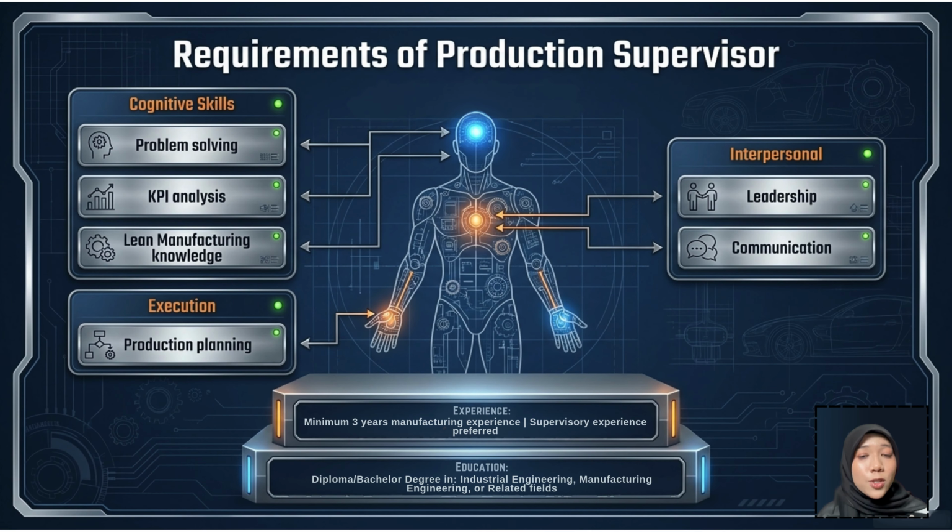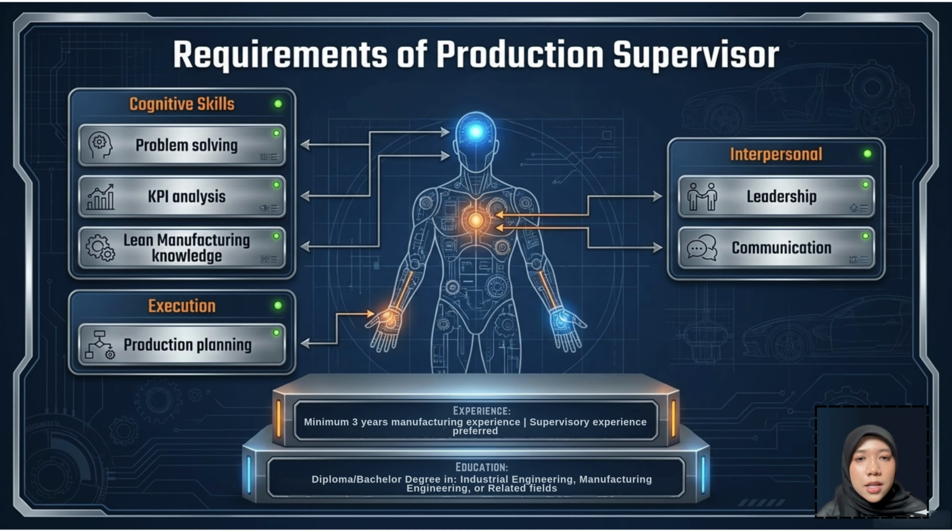Now let's move into the requirements of a production supervisor. For this position, a production supervisor normally requires a suitable educational background and working experience. Based on the job requirements, candidates should have a diploma or a bachelor's degree related to industrial engineering, manufacturing engineering, mechanical engineering, or another related field. In terms of experience, the position requires manufacturing experience, especially experience in supervising employees.